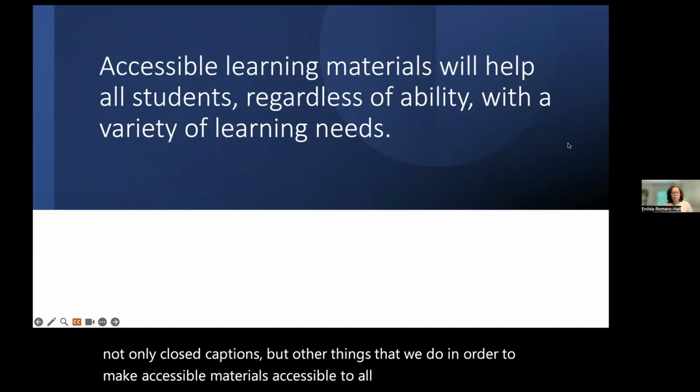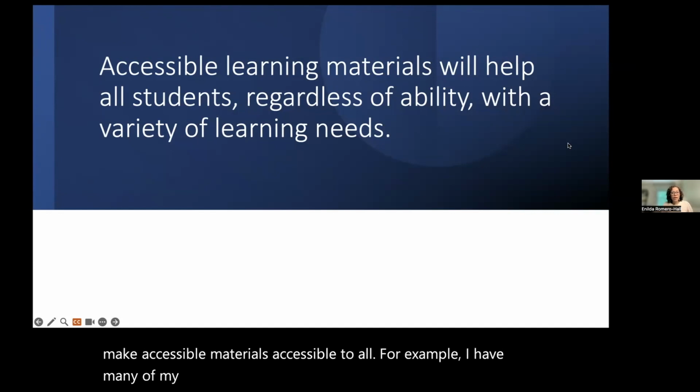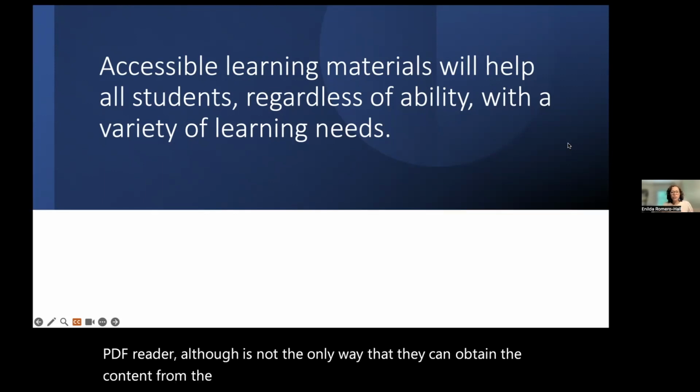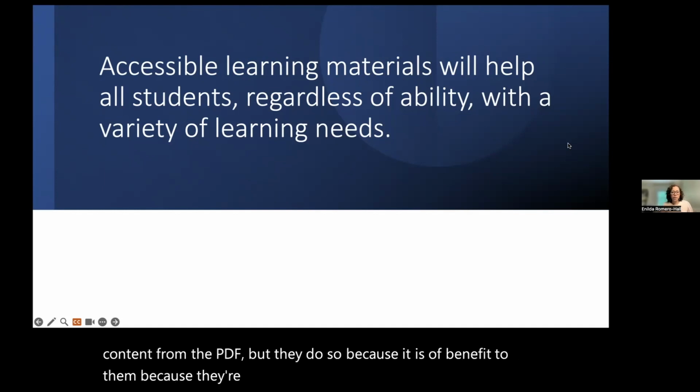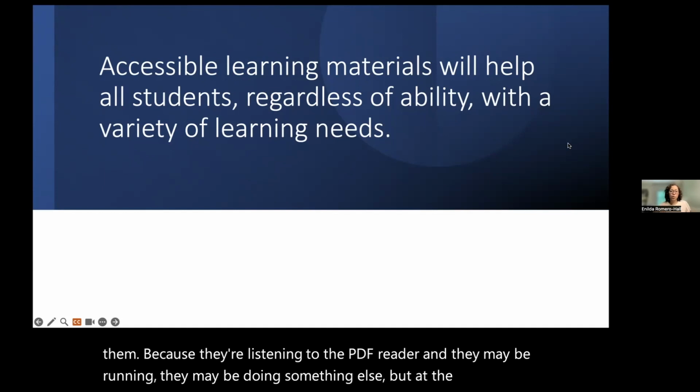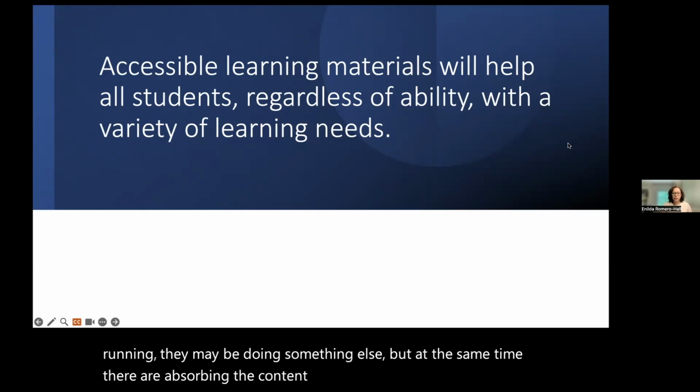For example, I have many students who will turn on the PDF reader, although it's not the only way they can obtain the content from the PDF, but they do so because it is of benefit to them. They're listening to the PDF reader and they may be running or doing something else, but at the same time, they're absorbing the content being shared by the PDF reader.